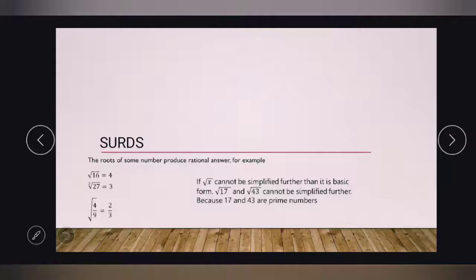The square root of 17 and the square root of 43 cannot be simplified further, because 17 and 43 are prime numbers.